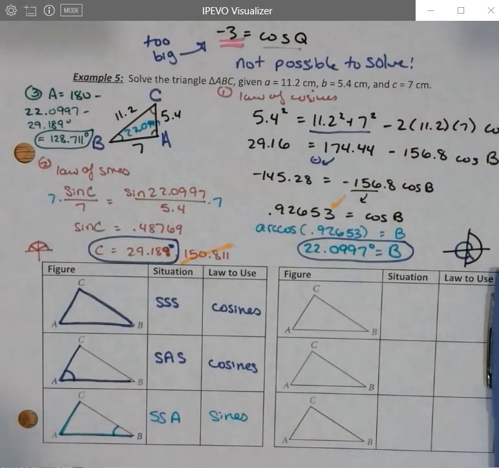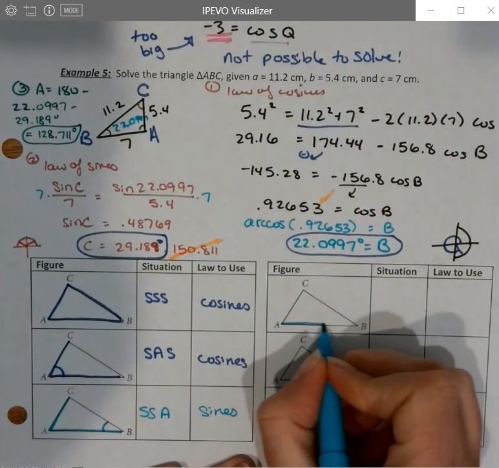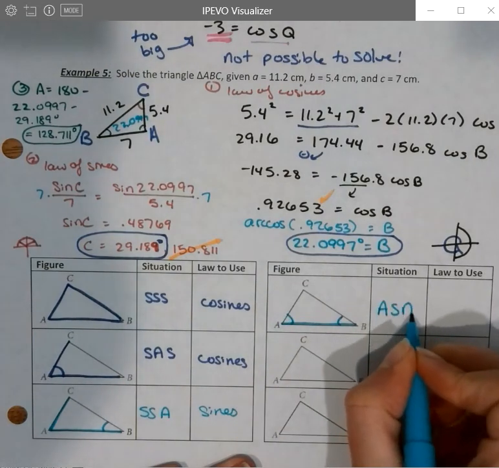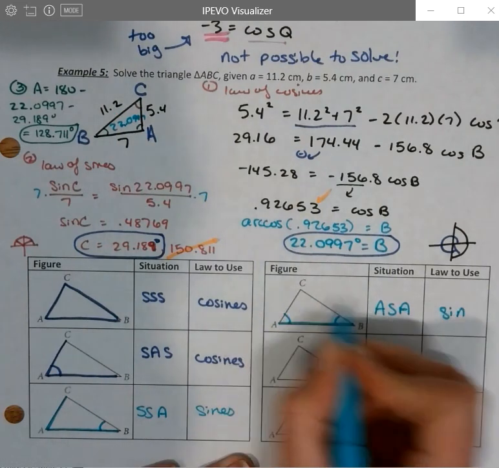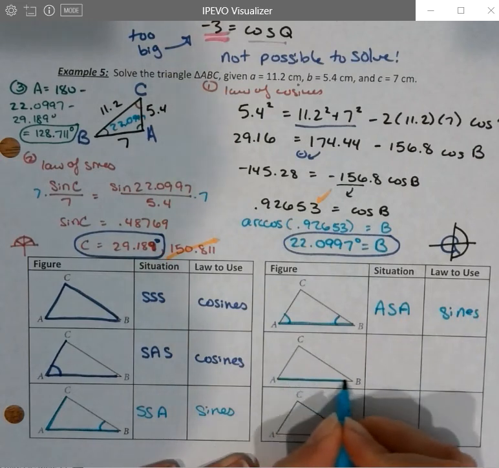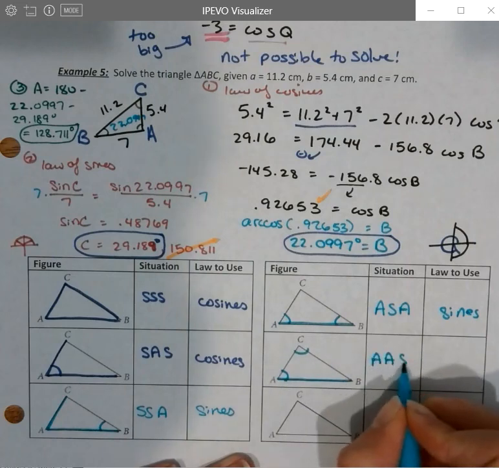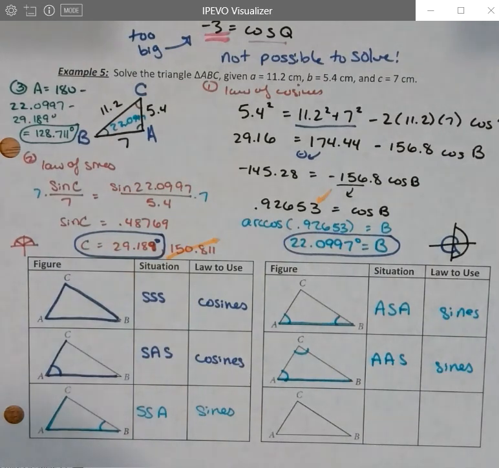Okay. The other things I could have would be 1 side and 2 angles. So angle, side, angle. And I could do sines with this. After I solve for the other side, I could use sines right there. Or I could have side, angle, angle. So that would be angle, angle, side. And I could use sines for that one as well. Okay. I think that's all of the pairs that are possible.